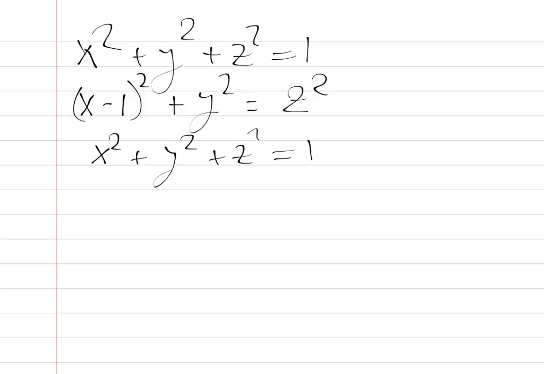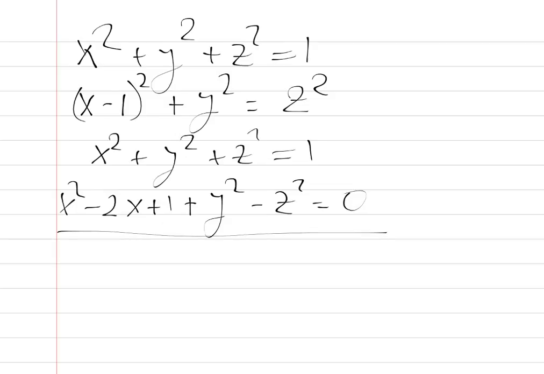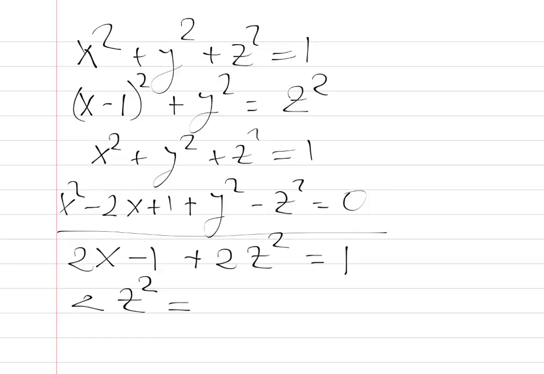and the second one we're going to write as x squared minus 2x plus 1 plus y squared minus z squared equals 0. So we're going to now take the second one from the first and get the x squared cancels, 2x minus 1 plus 2z squared equals 1. Or another way of saying this is that 2z squared is equal to 2 times (1 minus x).